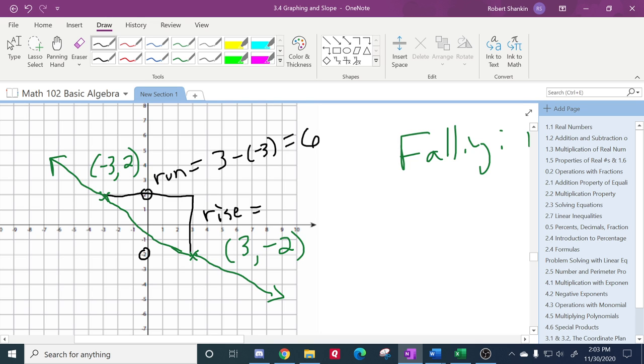So take the upper one, subtract the lower one, and it's 4. So the slope, m, is the rise over the run, 6 over 4, reduce it to 3/2.